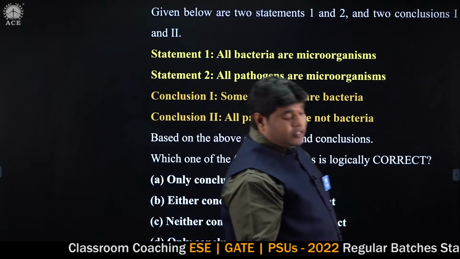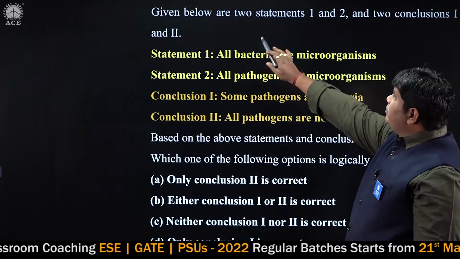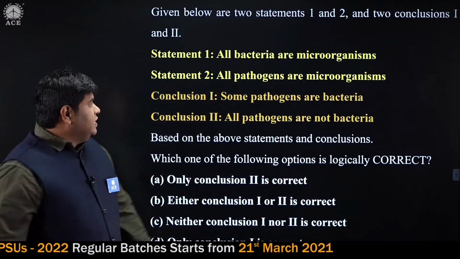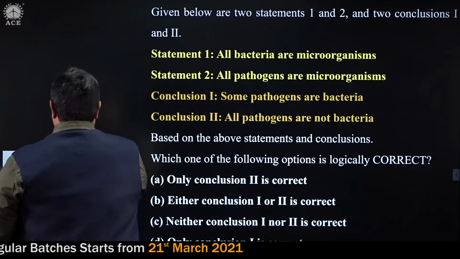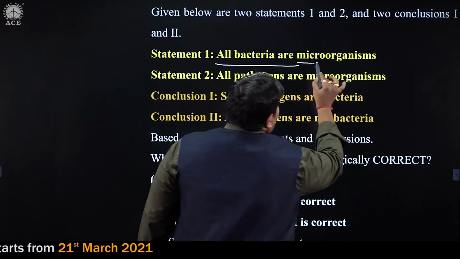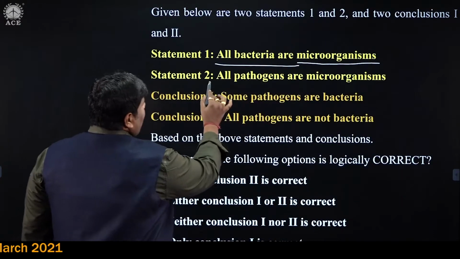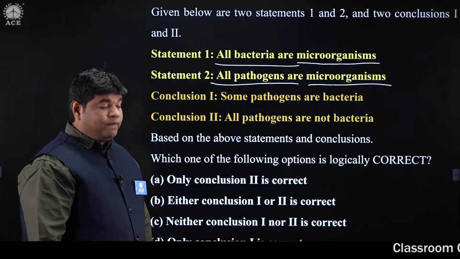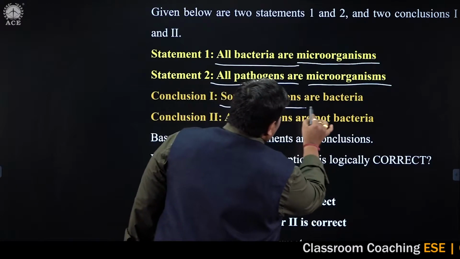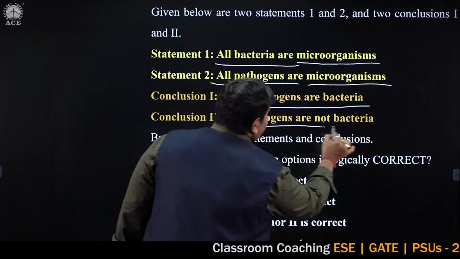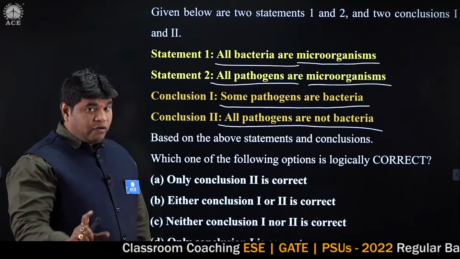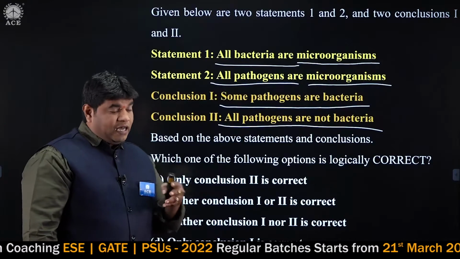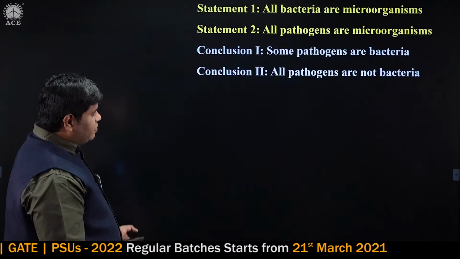This problem is syllogism. Given below are two statements 1 and 2 and the conclusions 1 and 2. Statement 1: All bacteria are microorganisms. Statement 2: All pathogens are microorganisms. Conclusion 1: Some pathogens are bacteria. Conclusion 2: All pathogens are not bacteria. Then we have logical Venn diagrams. You get 4 types of diagrams. Observe, this is the answer.